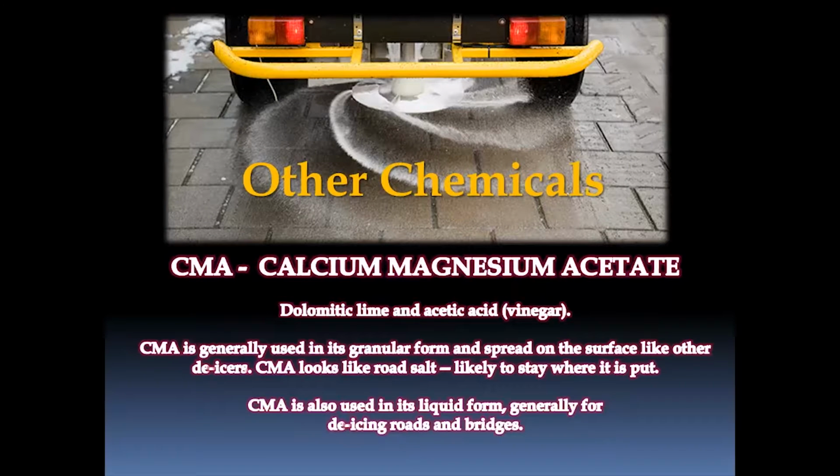Other chemicals, calcium magnesium acetate is what you see them putting on the roads before storms come through. They are less likely to damage plants. Lime and vinegar will work to a degree, but some common sense is the best approach with that sort of stuff.